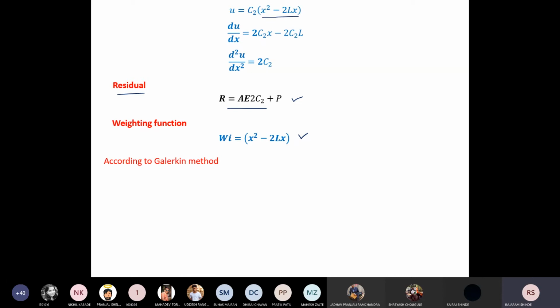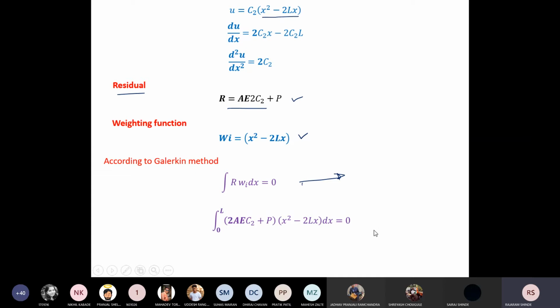According to the Galerkin method, you have to take the product of R and Wi, and integrate that product over the domain. It means the integral of R Wi dx is equal to 0. This will give the solution to our problem. So I will take the product of R and Wi. R we have calculated here, and Wi we have selected from the weighting function, that is, the multiplier of the unknown parameter, and equated with 0.